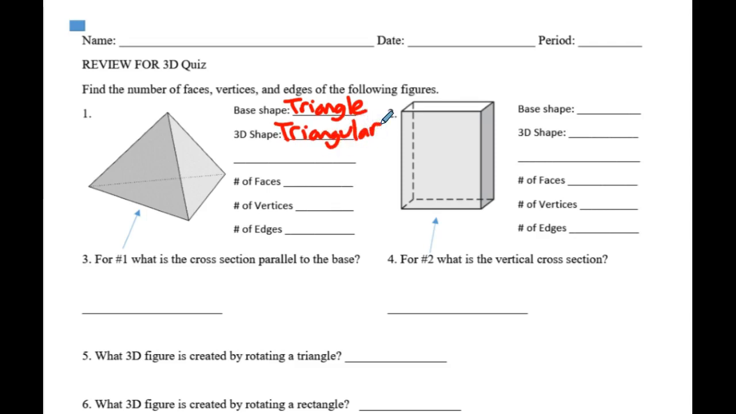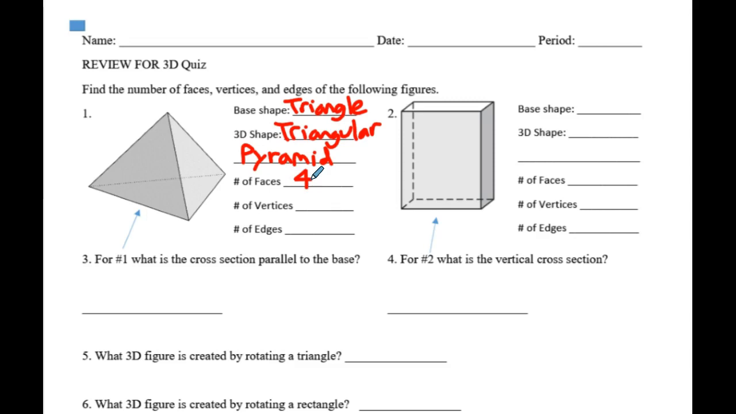And it goes to a vertex at the top, it's pointy, that is a pyramid, right? Triangular pyramid. Number of faces. Now, think about all the flat surfaces on this pyramid. There's 3 around the sides and 1 on the bottom. That's 4 faces. One of those is a base.